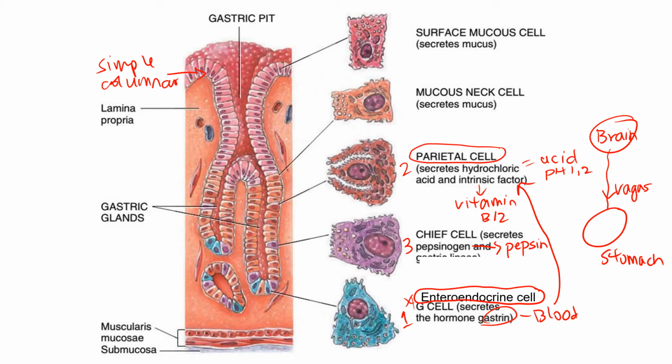All right, so let's hit this from the top. When you see food, smell food, think about it, taste food, your brain stimulates your vagus nerve. Your vagus nerve tells your stomach to release gastrin. That's, of course, those enteroendocrine cells. Gastrin then travels by blood to your parietal cells. That's the next step. Parietal cells release two chemicals, hydrochloric acid, which gives us a very low pH, and intrinsic factor, which helps us absorb vitamin B12.